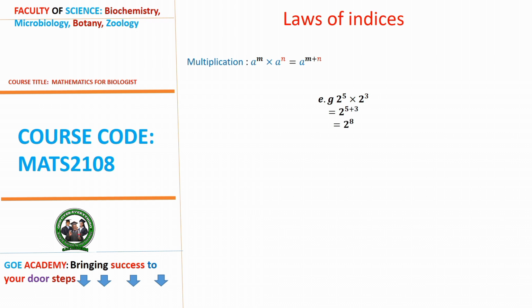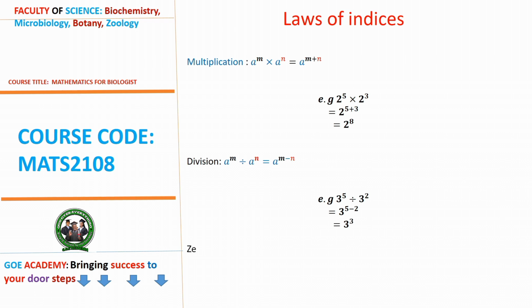So we have 2 raised to the power 5 plus 3, which is equal to 2 raised to the power 8. Now let's look at the law of division. If we have a raised to the power m divided by a raised to the power n, since the bases are the same, we just subtract the powers. Are we okay? Let's look at this example. 3 raised to the power 5 divided by 3 raised to the power 2 will simply be 3 raised to the power 5 minus 2, and that gives us 3 raised to the power 3.